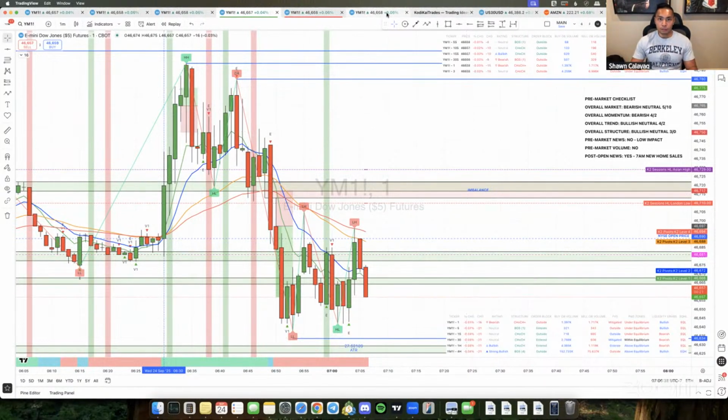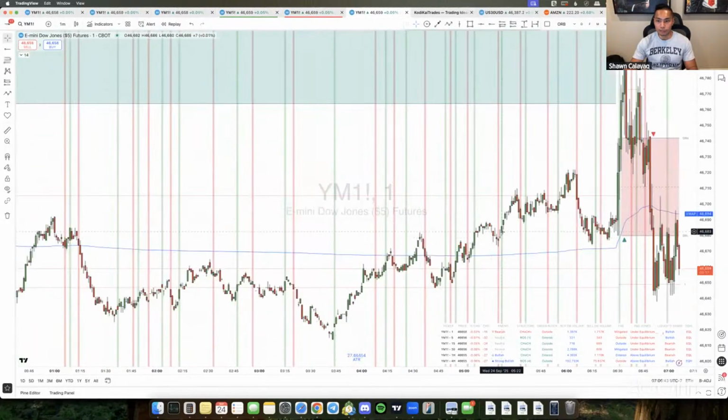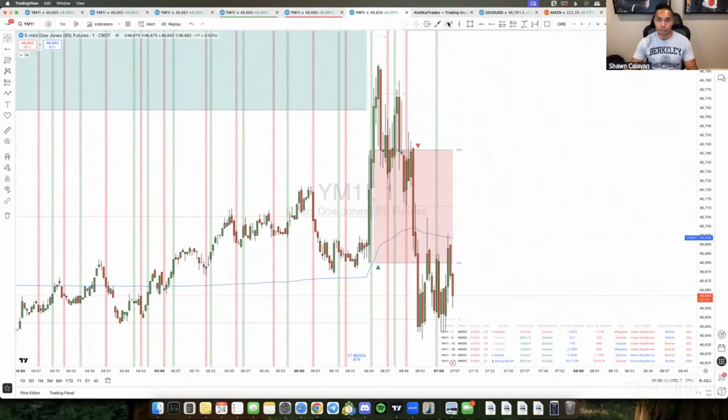So let's go back over here to the ORB again. This chop is pretty obvious. You can't deny this chop here, right? Price pretty much came above, it's chopped up here, came below.